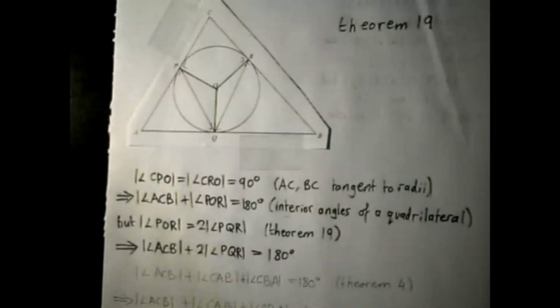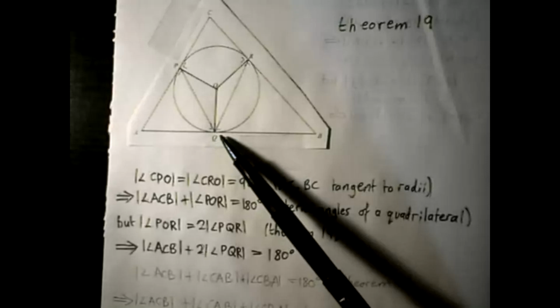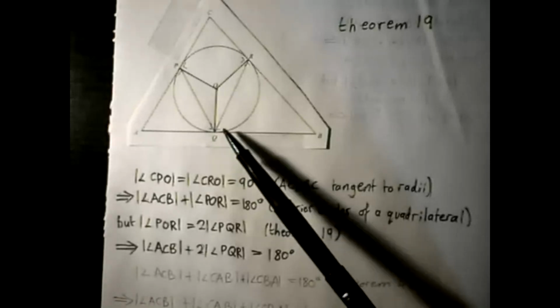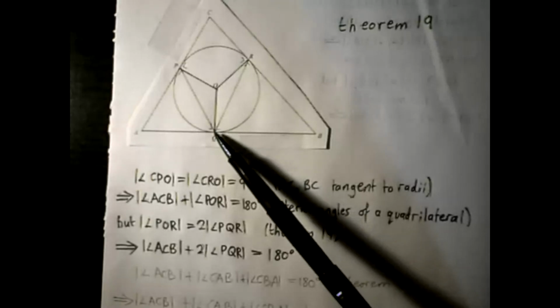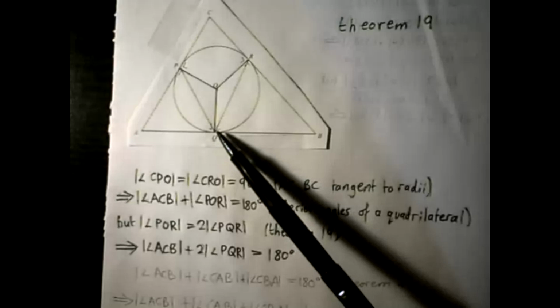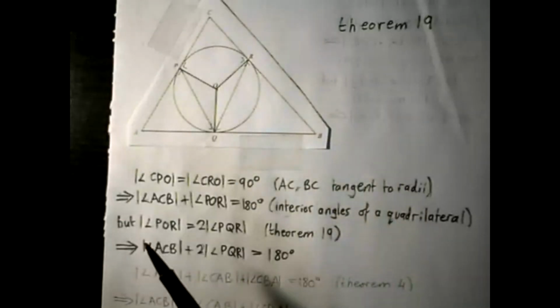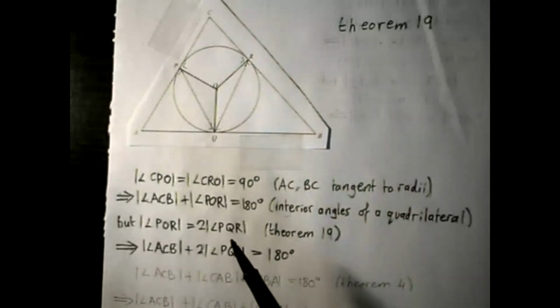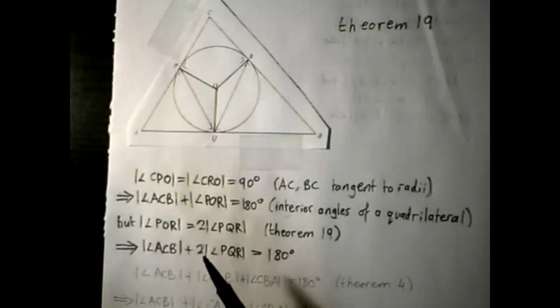As I mentioned in the hint though, I know this angle here, POR, is twice the angle that's right here, PQR, just by Theorem 19, that the angle at the center of a circle is twice that of the angle at the circumference of the circle standing on the same arc. So I know that POR is equal to twice PQR, so I can replace POR in this statement with twice PQR. So ACB plus twice PQR is equal to 180 degrees.